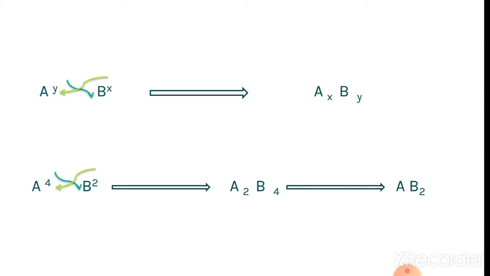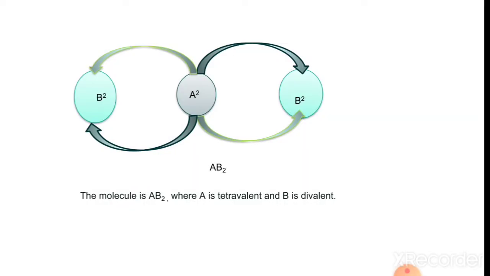Okay, the next: A has valency 4 and B has valency 2. Then we cross the valencies of the two radicals and place the number 4 at the lower side of B and 2 at the lower side of A as a subscript, and then divide the valency of each radical by a common factor. Here the common factor is 2, and when we divide by 2, we get AB2.